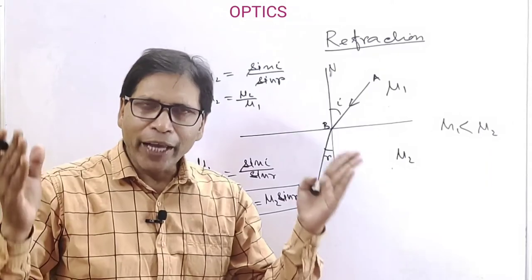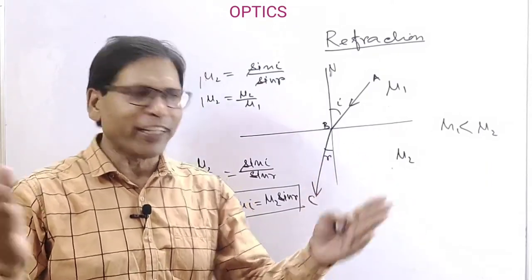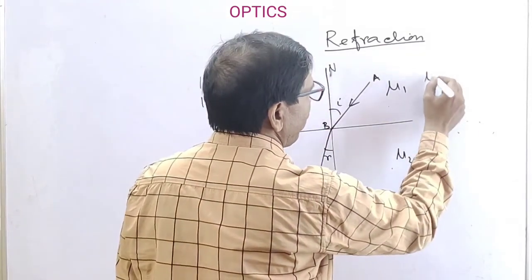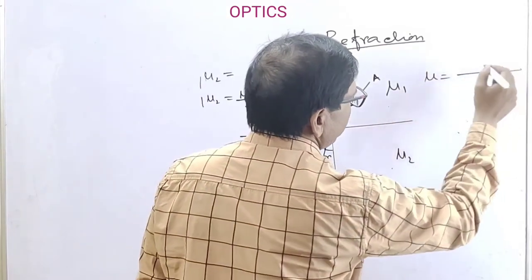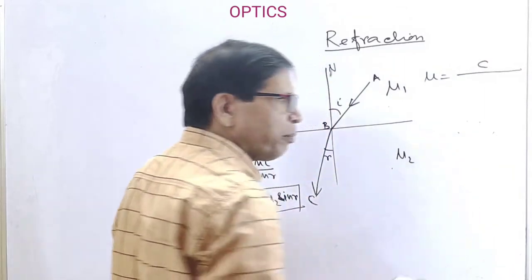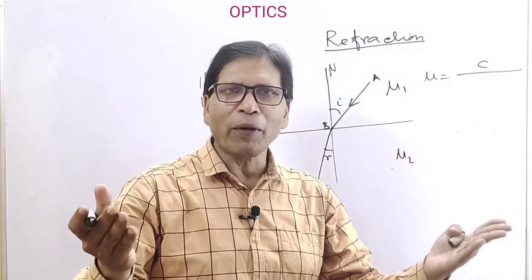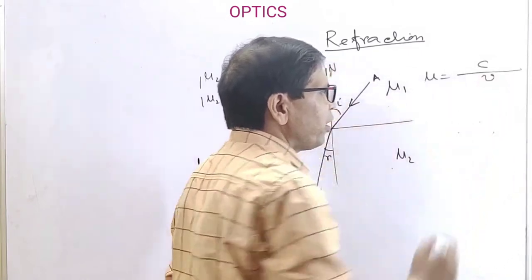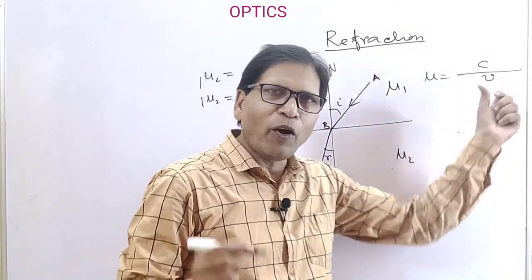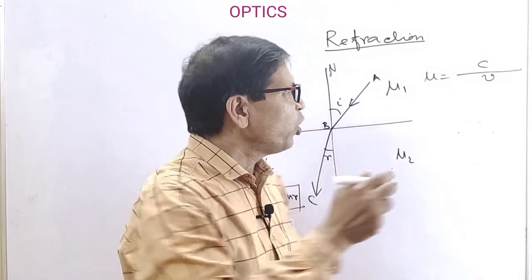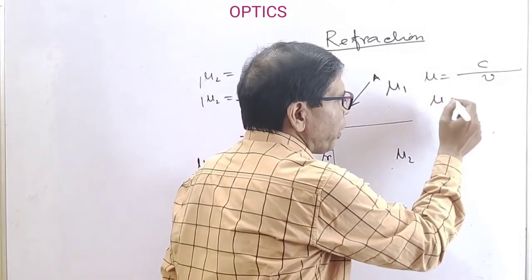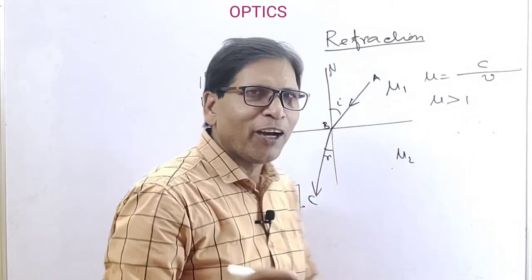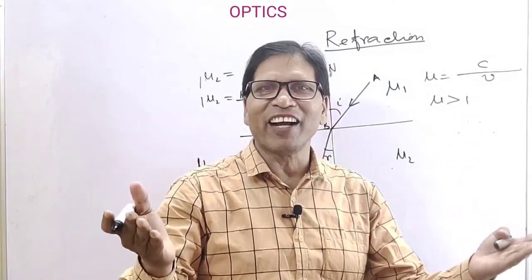Now absolute refractive index. The absolute refractive index of a medium is the ratio between velocity of light in vacuum and velocity of light in that medium. So look at this, this is v. We know v is always less than c. So the absolute refractive index of a medium is always greater than 1.